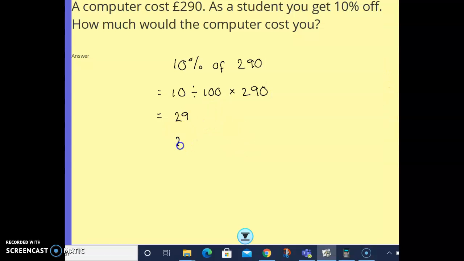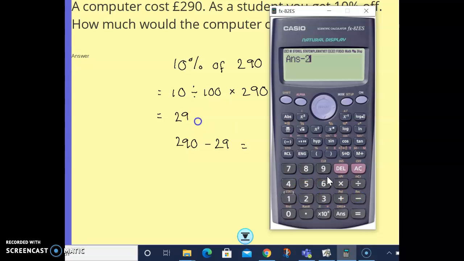And then this time, instead of adding on, we save that £29, so we're going to take it away. So the computer would cost us 290 minus 29, which is £261.